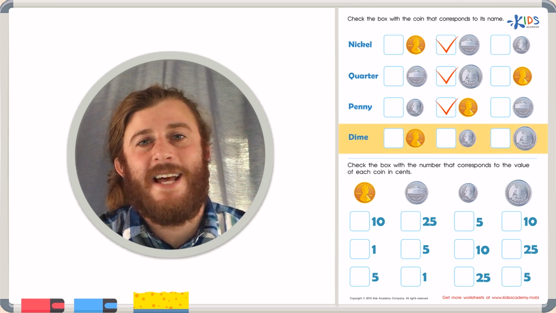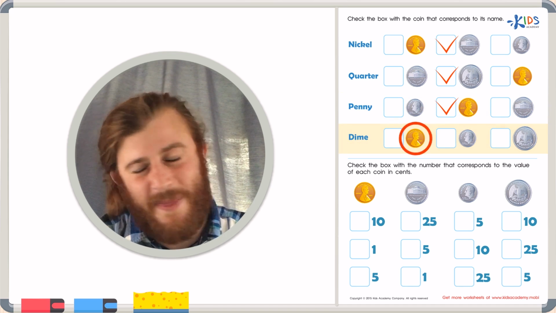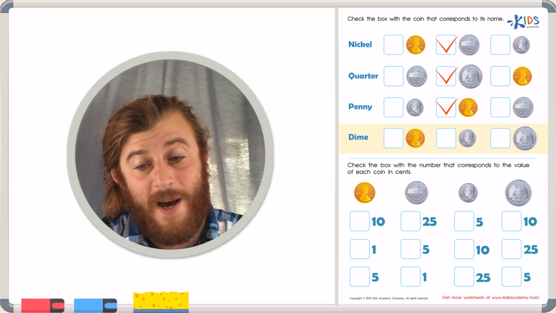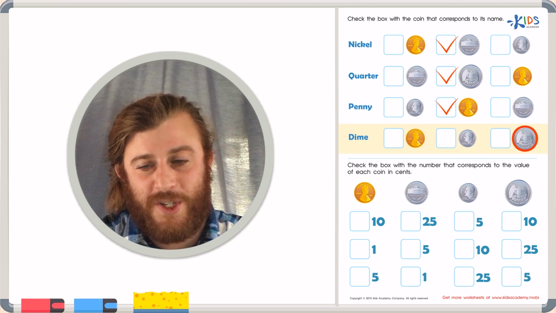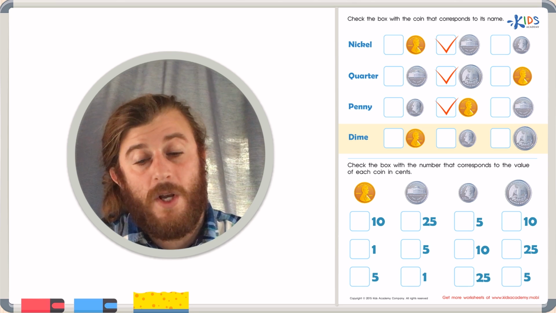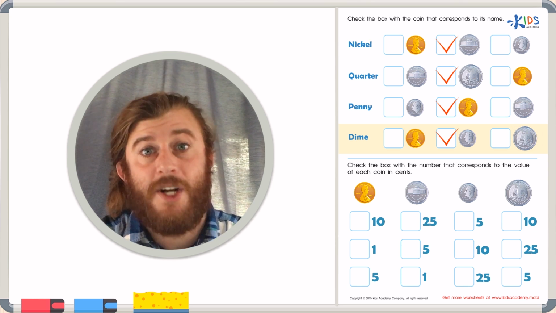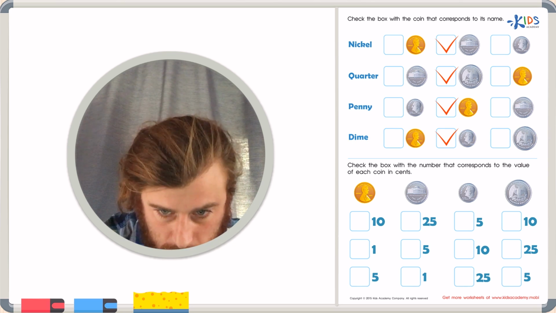The last coin we have to identify is a dime. Well, it's not the first picture because that's the penny we just found. I think it's the second picture, but let's just check the third picture, and nope, that's a quarter. So it must be the second picture, and it's showing us the front of a dime.